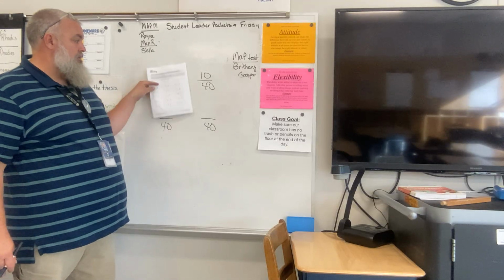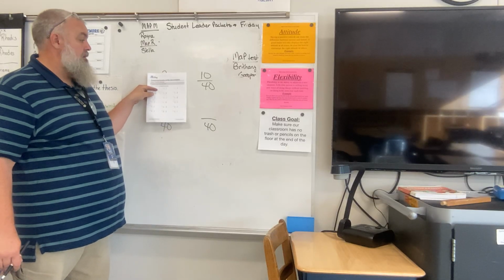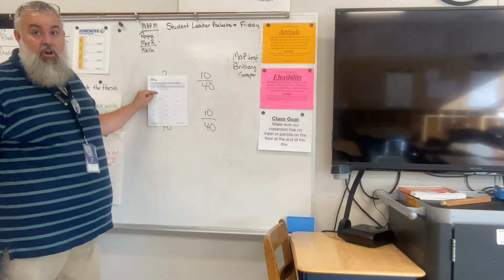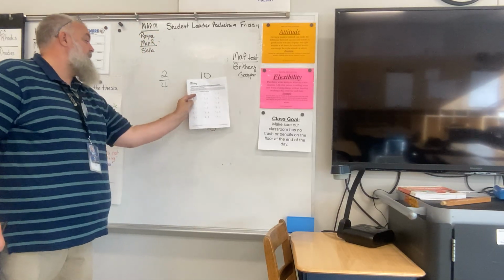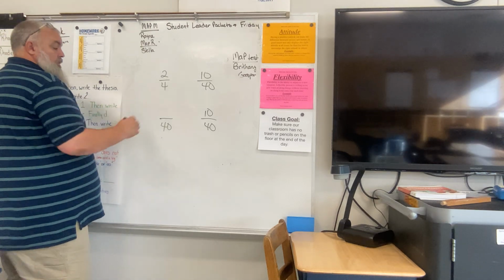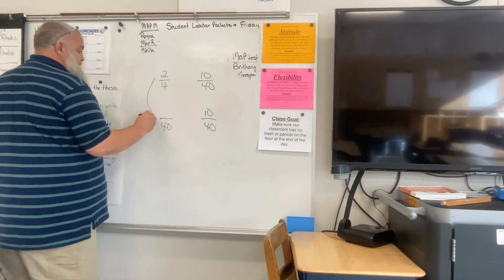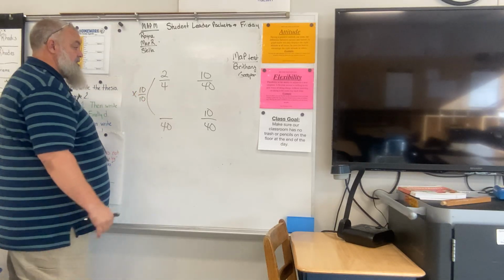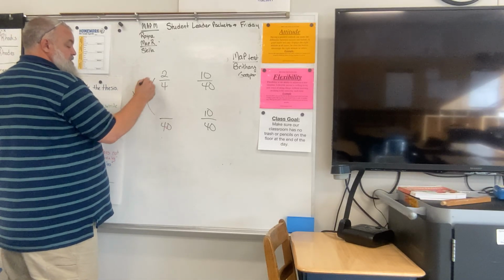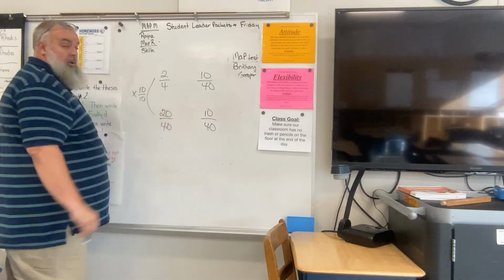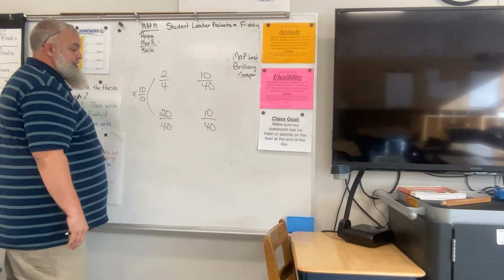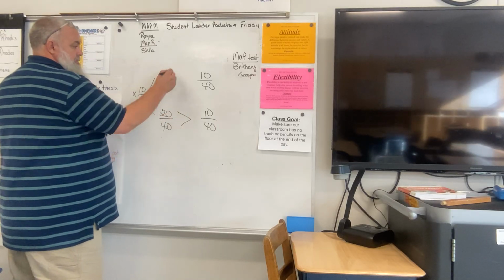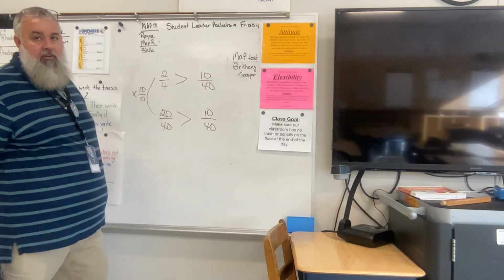What do I do on this side? Okay, keep the same. Keep the same. Don't have to change it at all because it's the same thing. What do I do on this side? Going from 4 to 40. We need to change it, so we're going to multiply by 10 tenths. 4 times 10 is 40. 2 times 10 is 20. Okay, which one's bigger? That one. 2/4 is bigger than 10/40.